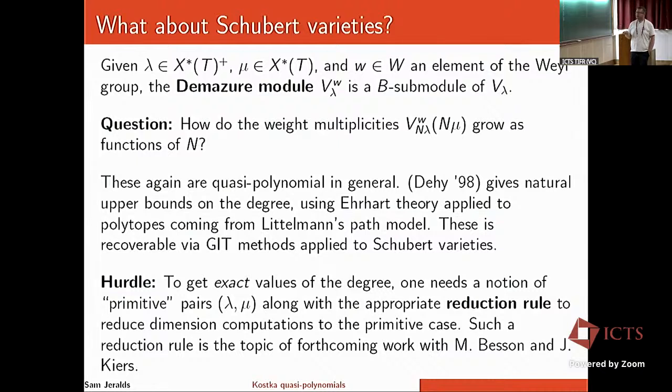The only thing I'll say is that we have such a reduction rule for very nice, predictable Levis. The reduction rule is going to be a topic of some forthcoming work with Mark Lasson and Josh Kiers. But once you have that, you can run this machinery again with these new kinds of primitive pairs and get less combinatorially explicit, but still explicit, formulas for the degrees in the Demazure module case. And I'll stop there.